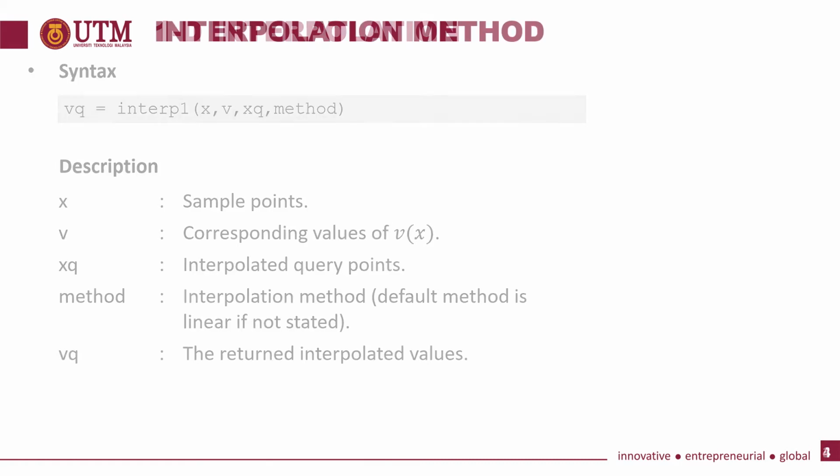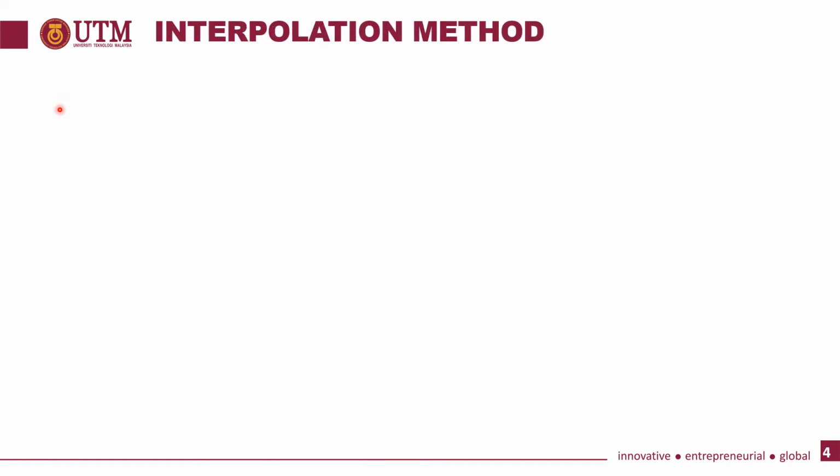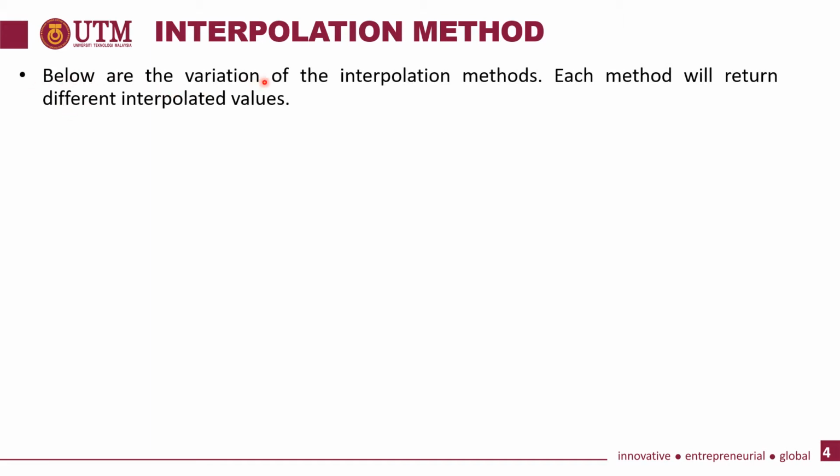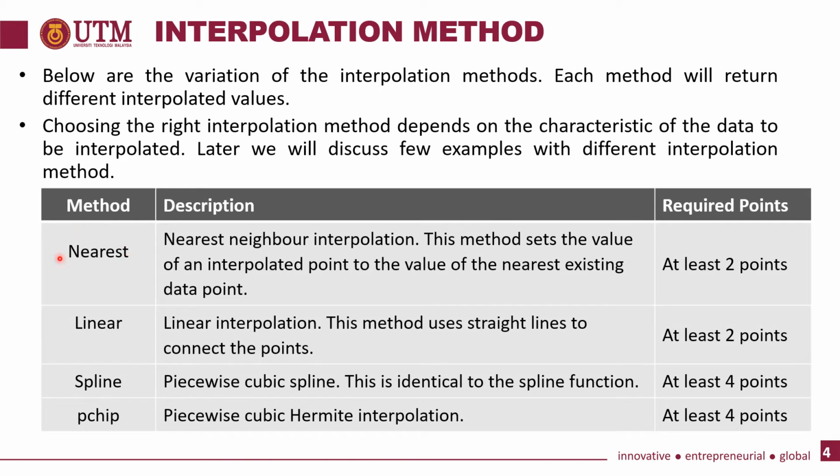Okay, so next we go through some of the interpolation methods. Below are the variations of the interpolation methods. Each method will return different interpolated values, and also a different pattern of the data. We have a total of 4 methods. Choosing the right interpolation method depends on the characteristics of the data to be interpolated. Later we will discuss a few examples with different interpolation methods.